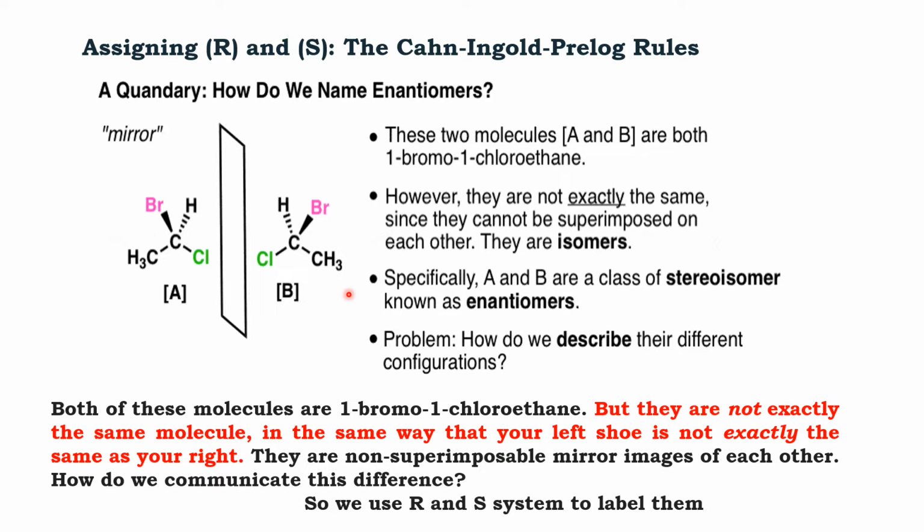But we have to represent these molecules exactly as you represent left shoe and right shoe. And we know basically the structure of left shoe and right shoe is almost the same. So to label the enantiomers, we use the Cahn-Ingold-Prelog rules and we say whether the molecule is rectus or sinister. That is the R and S configuration.